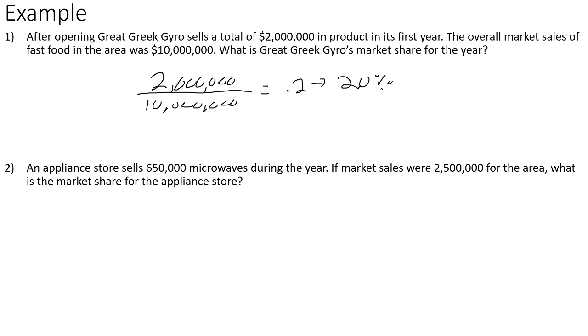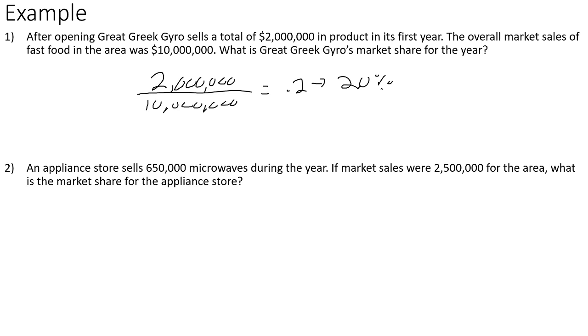Now, again, you can determine whether this is good or bad. If there's only two competitors, maybe it's Great Greek Gyro and McDonald's, and they're 20%, that means McDonald's has to be 80%, because they're the only other competitor. That means McDonald's is pretty much kicking their butt. Maybe they can survive on this, and if you can survive on it, great. But if one store has 80% of the market share, then that store is considered pretty dominant in that area.